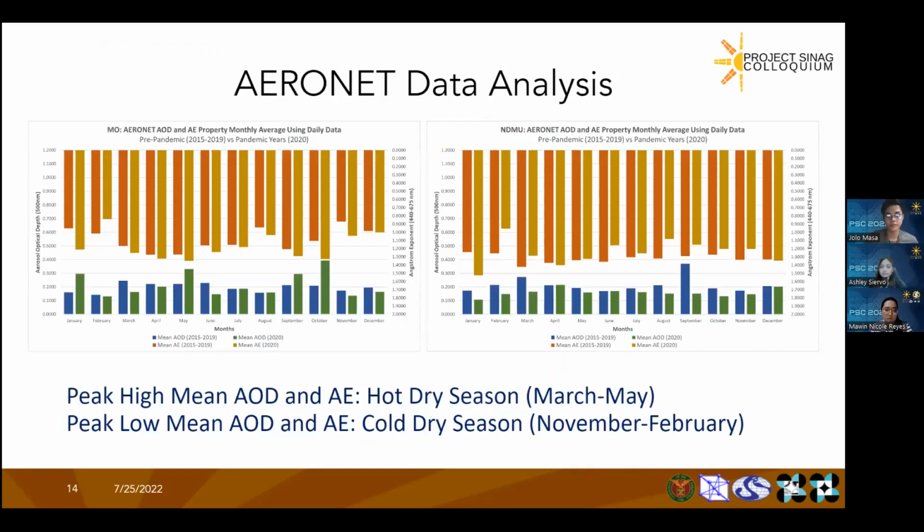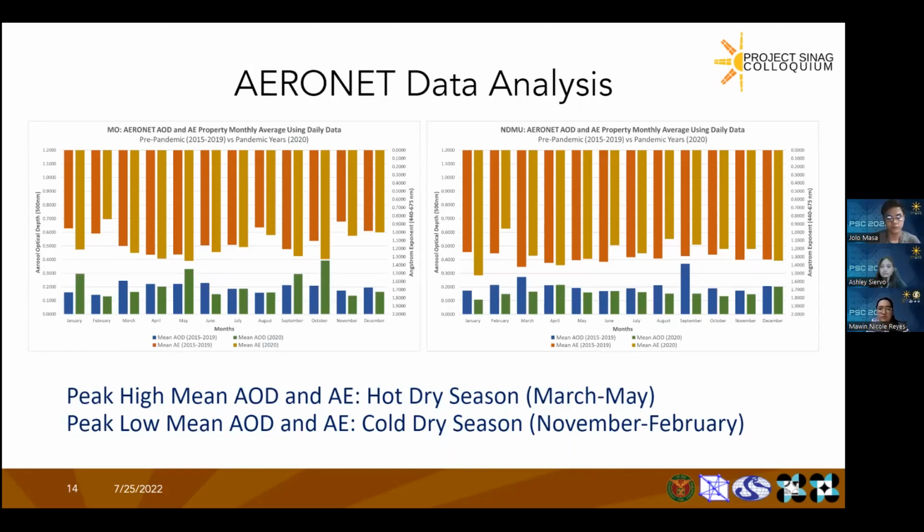Moving on to the AERONET component, first we analyze the AOD data from AERONET sites. On the plot shown on the screen, we use the mean of the monthly data and compare the pre-pandemic years of 2015 to 2019 and then the pandemic year 2020.